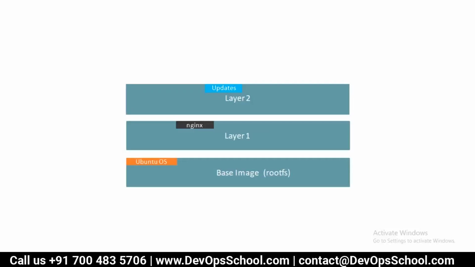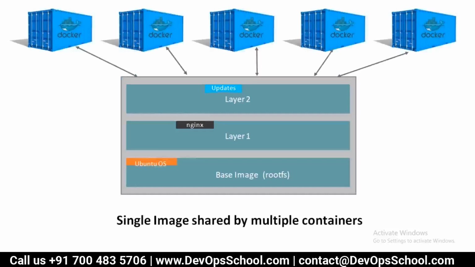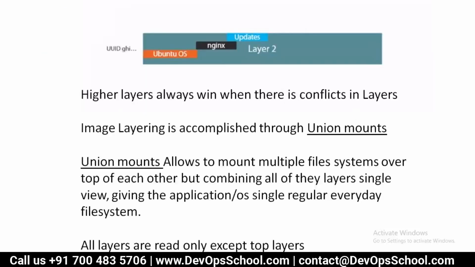If you look at this image, you have a base image which has the Ubuntu operating system, which I used just now. On top of that, you do something like an Nginx installation, so you get another layer. Then on top of that you update the operating system with apt get update, and it becomes layer 2. So an image consists of multiple layers. The moment you run the image, it becomes a container. From one image you can run multiple containers, and the base will be the same.